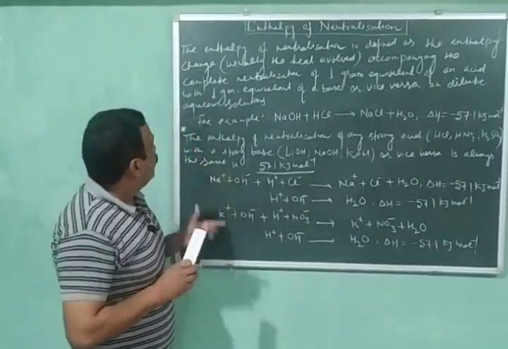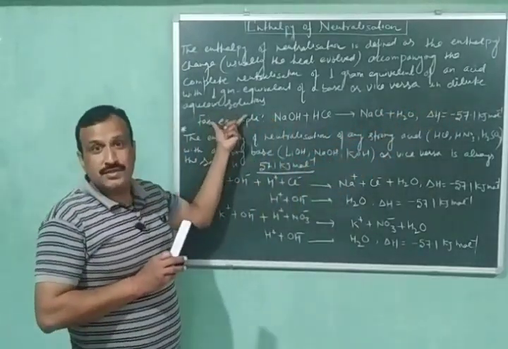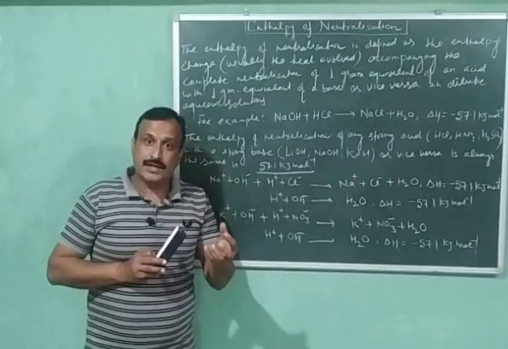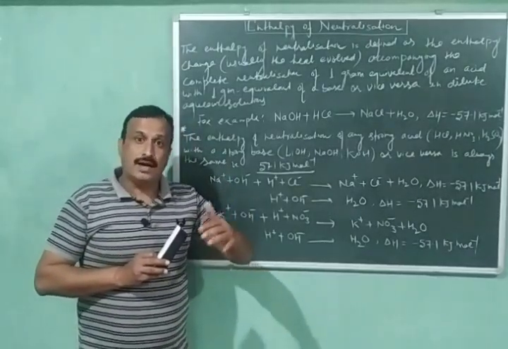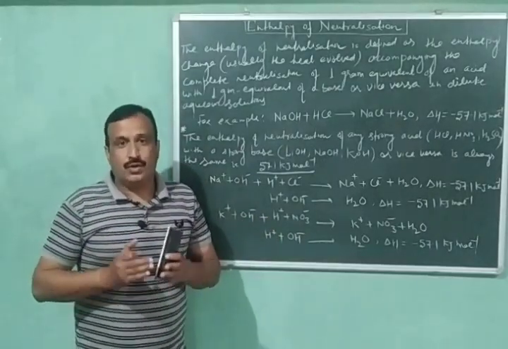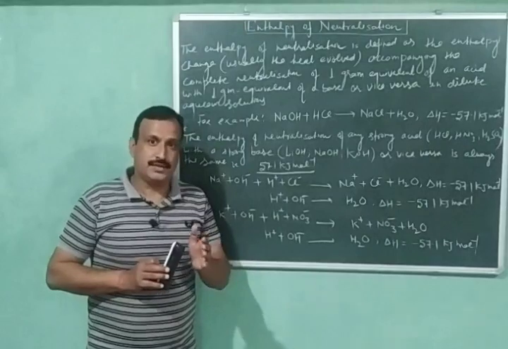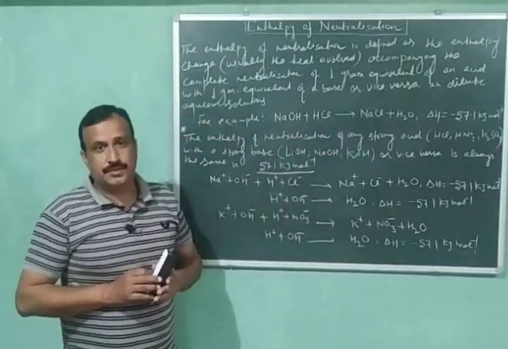And further, why have we taken dilute aqueous solutions? Because when the solutions are dilute, that is the solute is in lesser quantity and the solvent is in larger amount, then there will be complete dissociation or complete ionization of acids and bases. So that's why we have taken dilute aqueous solutions here.